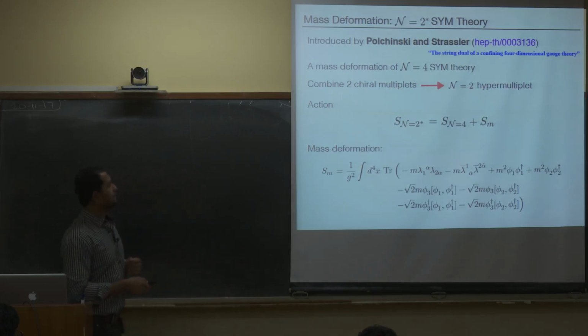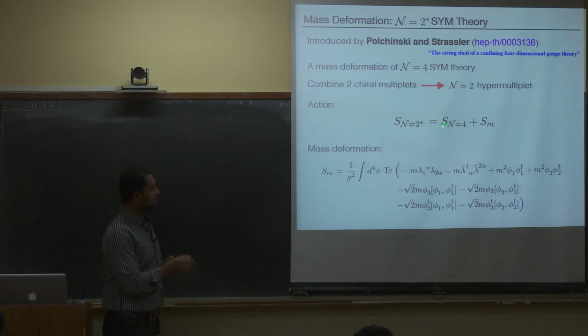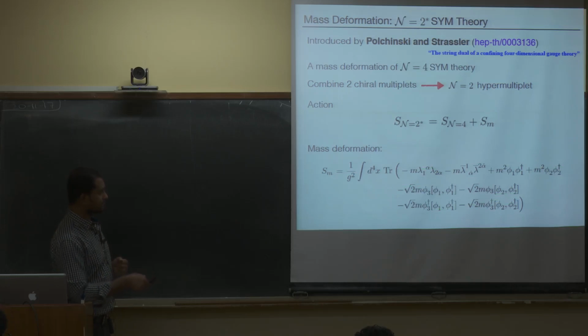So how do we construct this theory? We can combine two chiral multiplets to get an N equal to 2 hypermultiplet. The action of the theory is N equal to 4 plus some mass terms, and this mass deformation takes a particular form. There are fermionic mass terms, scalar mass terms, and Yukawa couplings. So the question is, can we put this theory on the lattice in a consistent way, and simulate the lattice theory at finite temperature to get some interesting information?